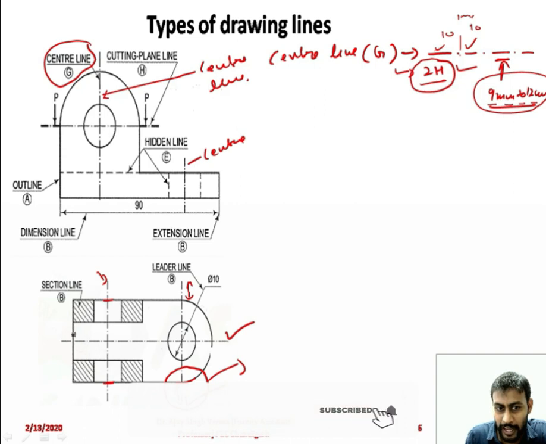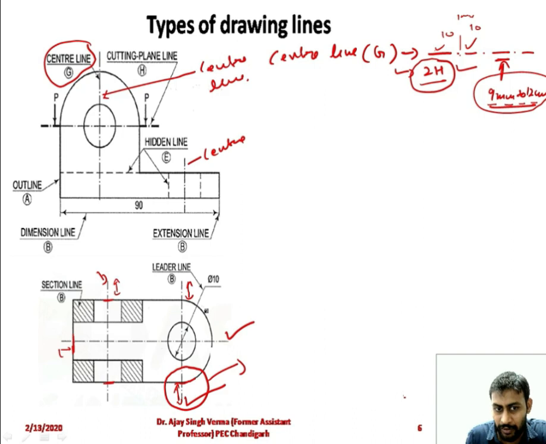So in every center line, you can see it extends a short distance beyond the visible line. In every center line, you can see we have some short distance beyond the outer line.